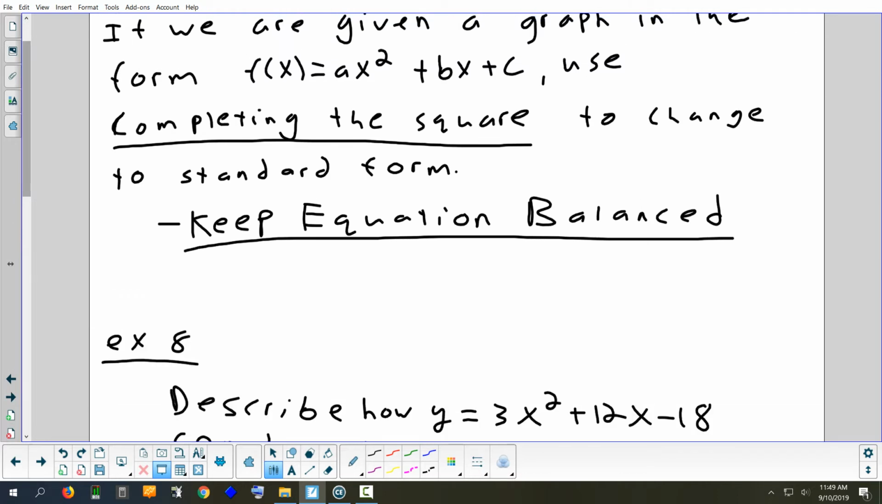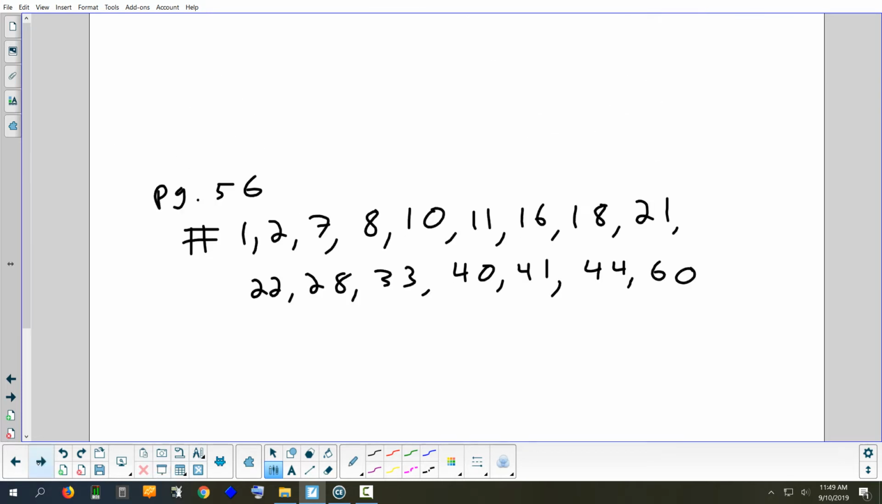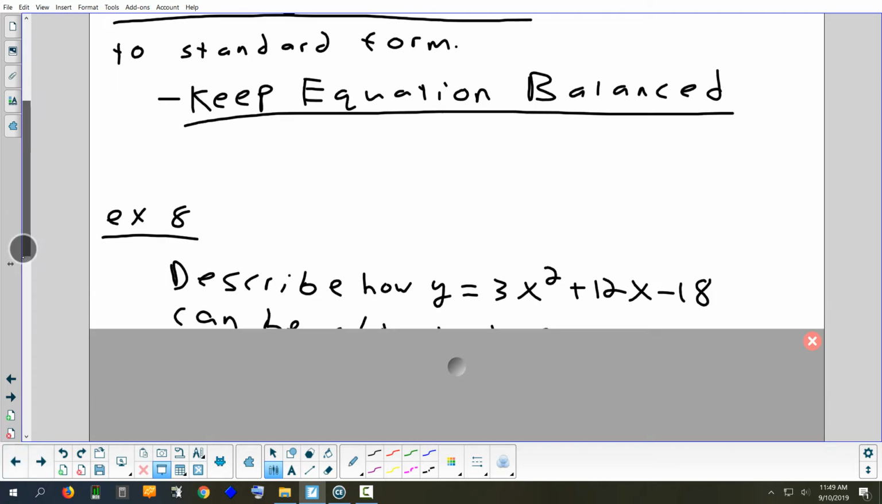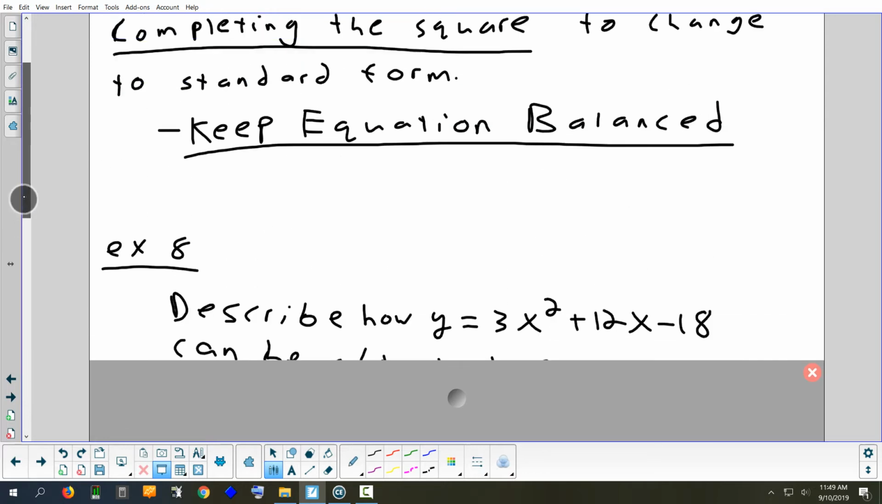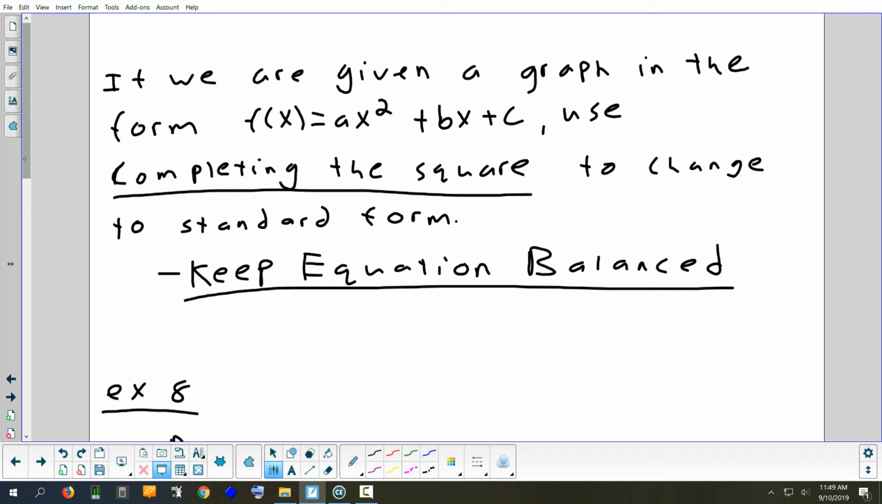All right, so the example we're going to work with in number 8 is 3x squared + 12x - 18. I just want you to describe all the transformations, shifting, stretching. Is example 8 in the right format to be able to easily describe all that stuff? No. All right, so we're going to fix it.